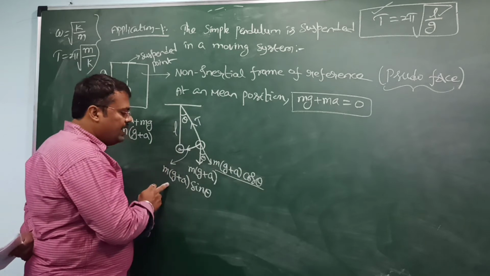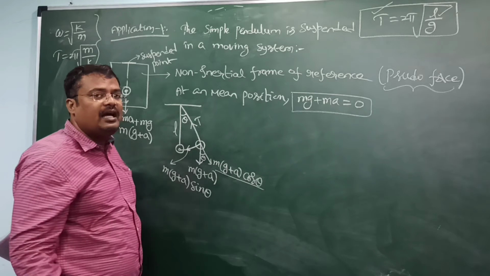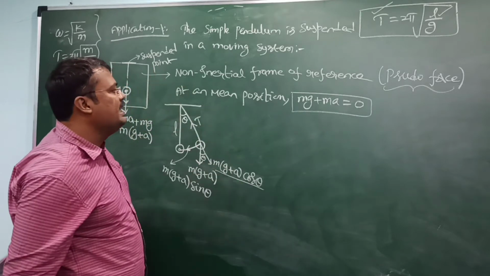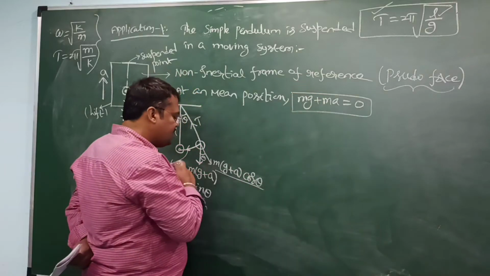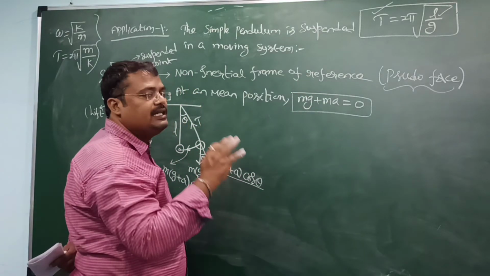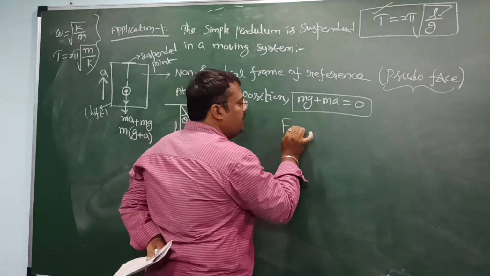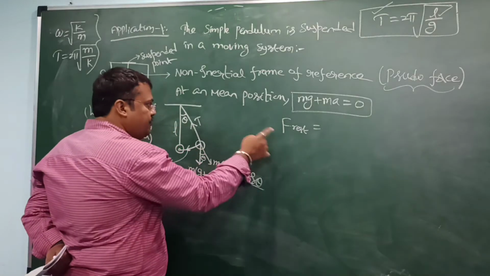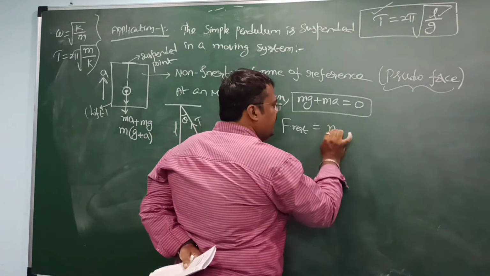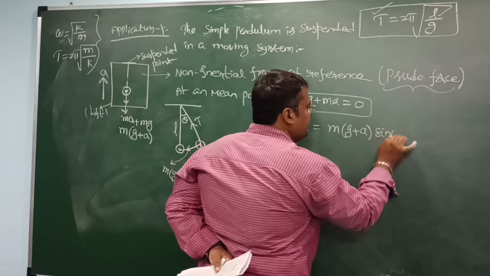Then what about the other component of the force, m into (g plus a) sin theta? This m into (g plus a) sin theta will try to move the bob towards the mean position, which means it will act as a restoring force. Now the second step: the restoring force of the bob is F equal to m into (g plus a) sin theta.